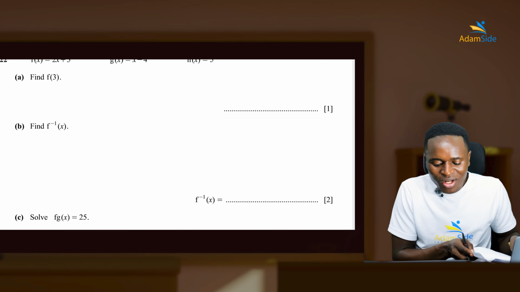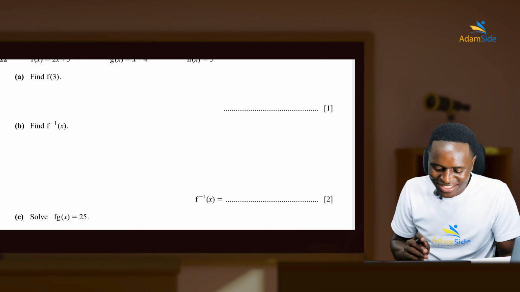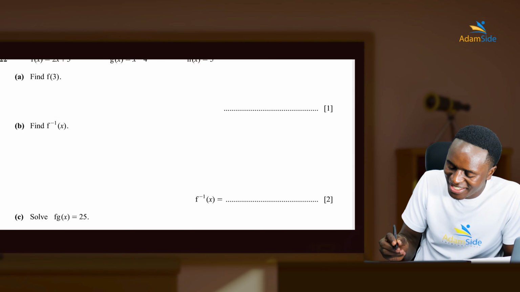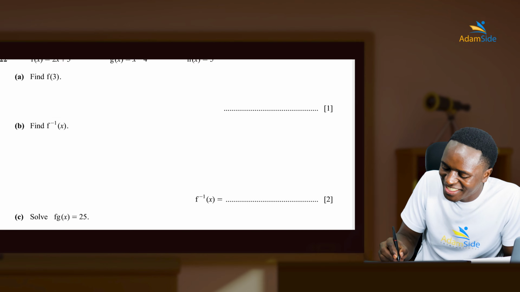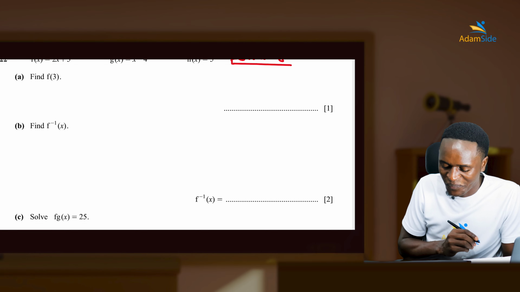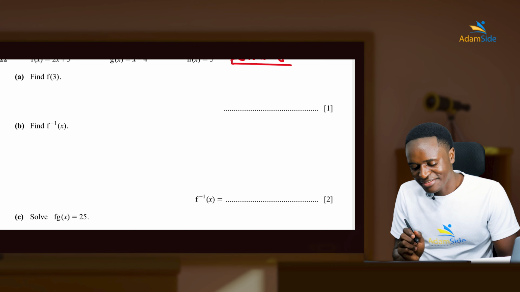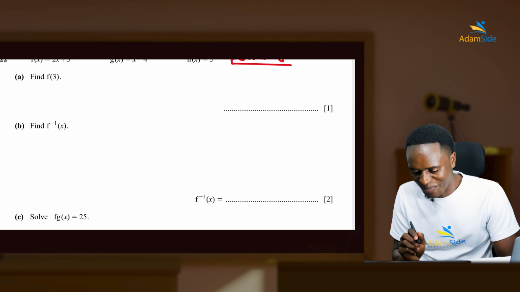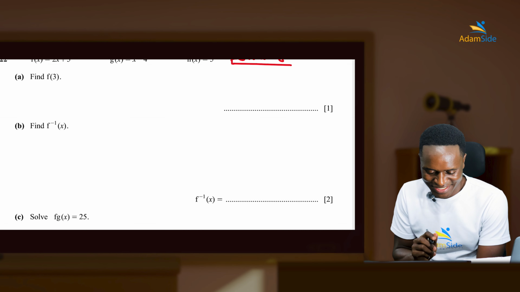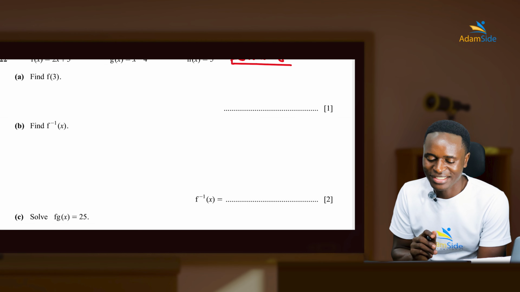Question 22. One of the amazing units, champion. This is an amazing unit. It's called function. Very important. There is no way you will miss function. They say f of x is equal to 2x plus 5. G of x is equal to x minus 4. H of x is 5 power x. This is an exponential function.